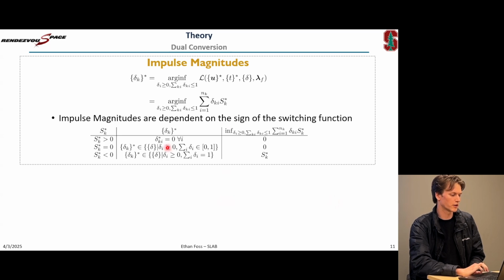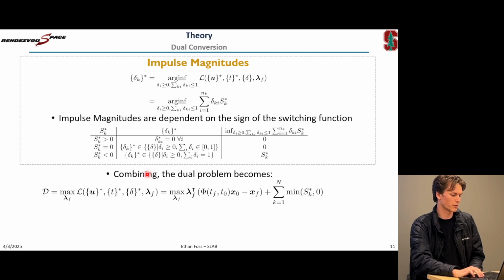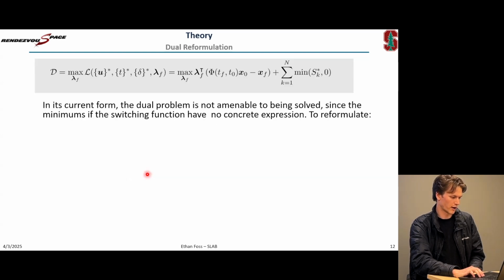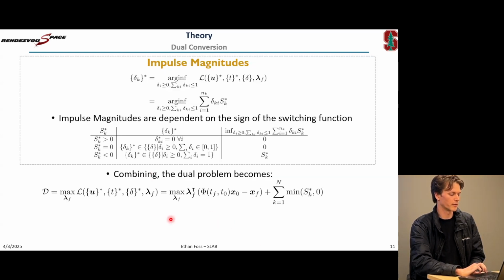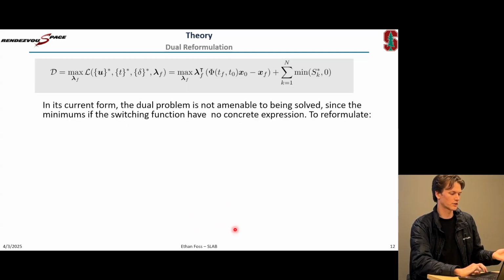And then finally, we can look at the impulse magnitudes and see how the optimization problem simplifies based on the constraints on the impulse. So combining all of this, we arrive at this dual form of the problem. And importantly, this current form of the problem cannot be readily solved, mostly because you have this term here that is not amenable to analytical expressions or anything like that.